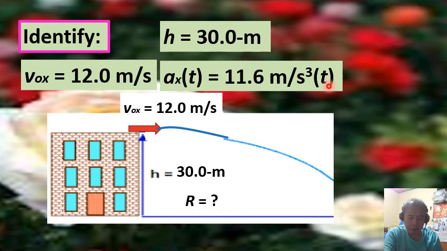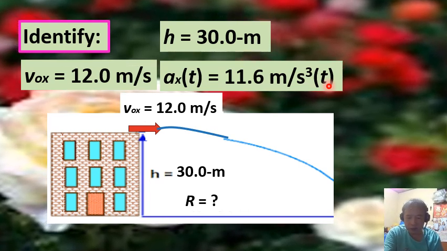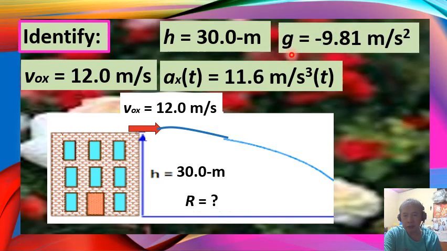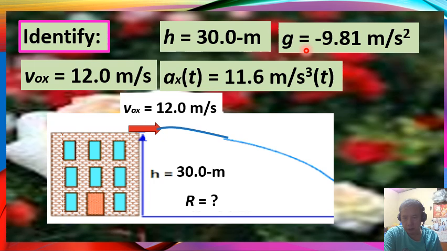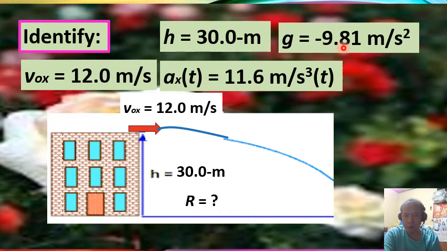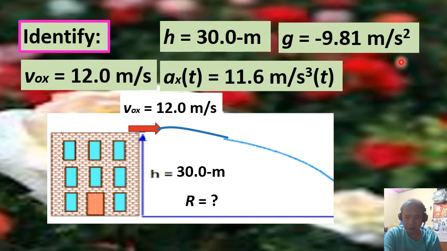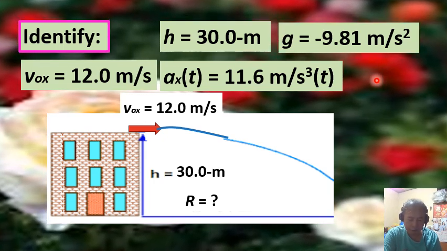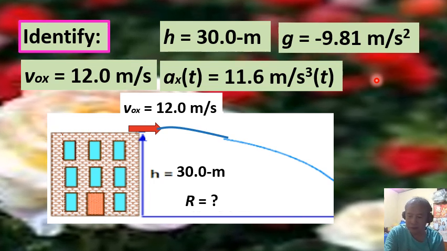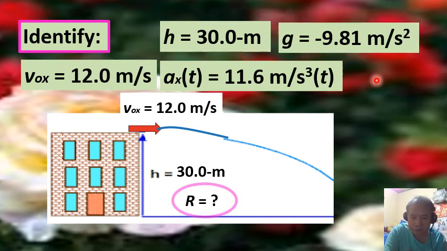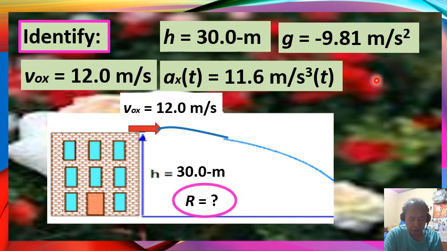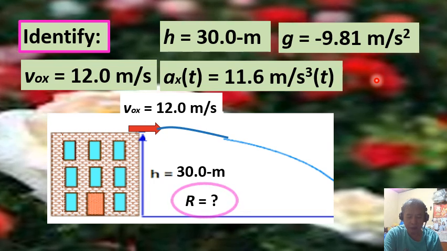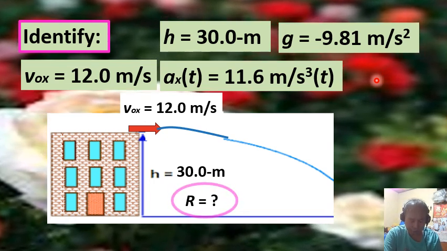The vertical acceleration, of course, is acceleration due to gravity, g, and the value that we're going to take is negative 9.81 meters per second squared. And we are required to find the horizontal distance x or r. This is the distance the rocket travels in the absence of air resistance before reaching the ground.